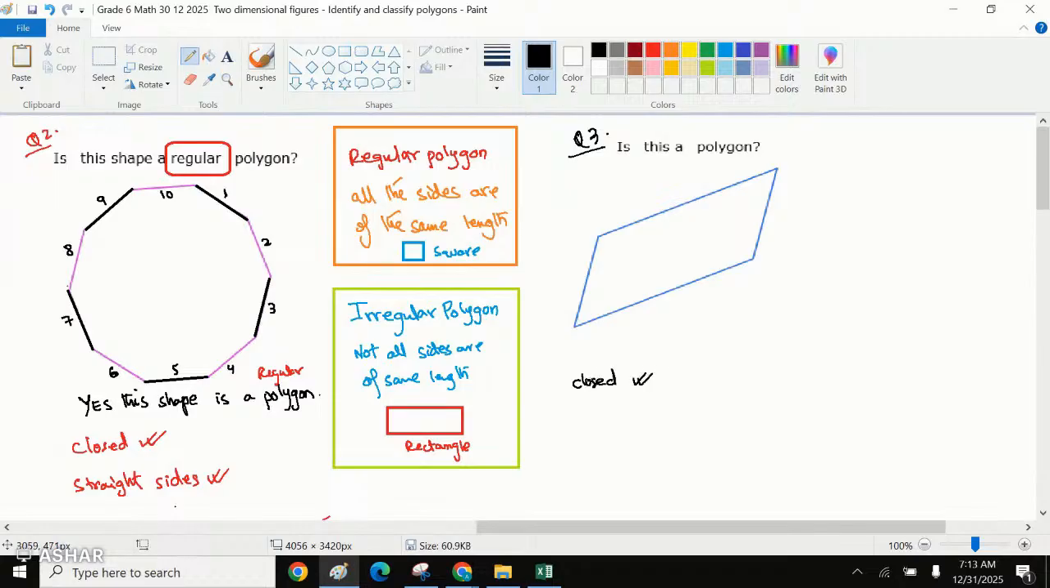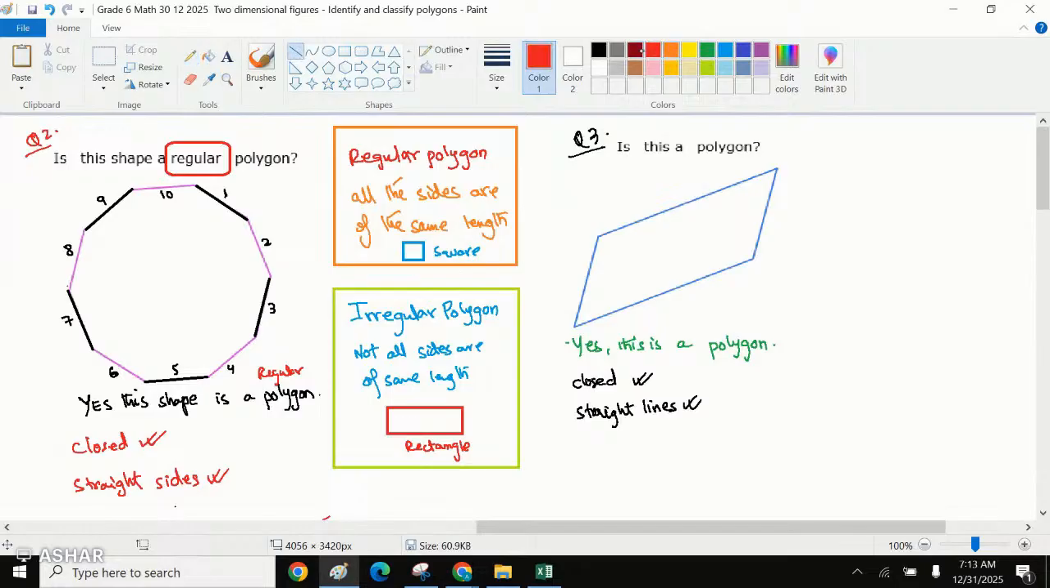Yes, it is a closed shape. Is it made of straight lines? Yes, it is made up of straight lines, right? So we can say, yes, this is a polygon. But in this question, they're not asking us if it's regular or irregular, right?